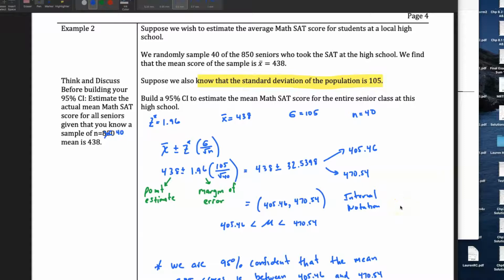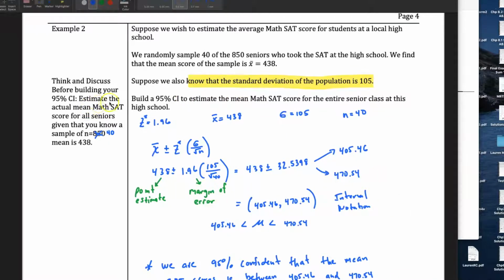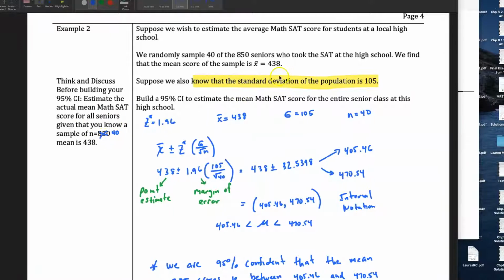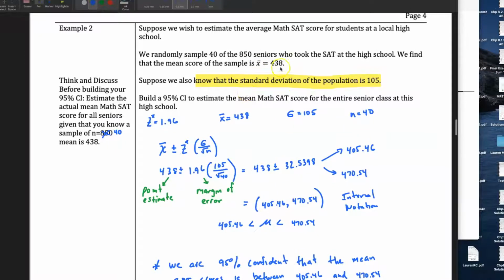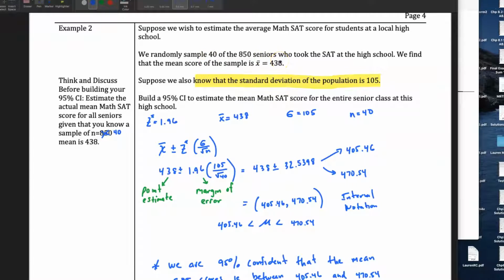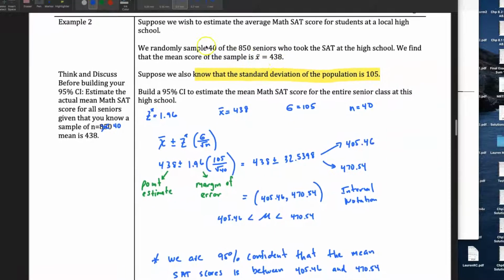Let's take a look at how we actually do the calculations for our confidence interval for a mean. So we want to estimate the actual mean SAT score for all seniors, given that we know only a sample of 40 from that group. We know the sample mean is 438. Our sample is 40 out of the total. So what is the actual mean for all seniors if we just have this sample of 40?